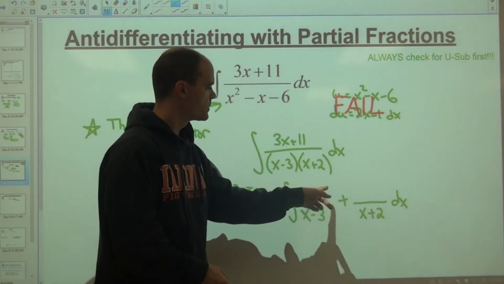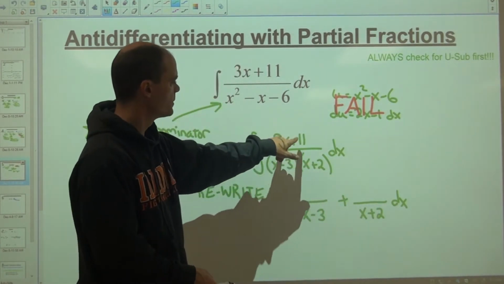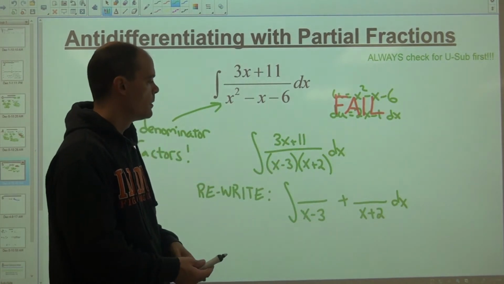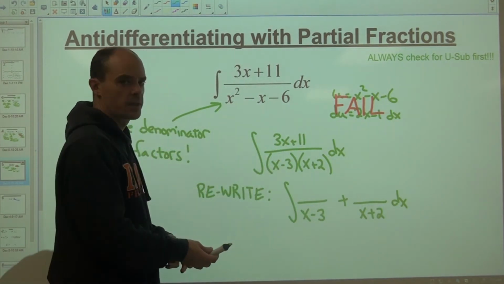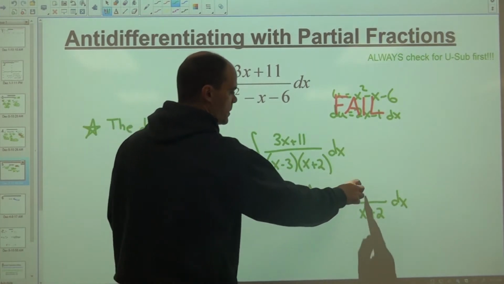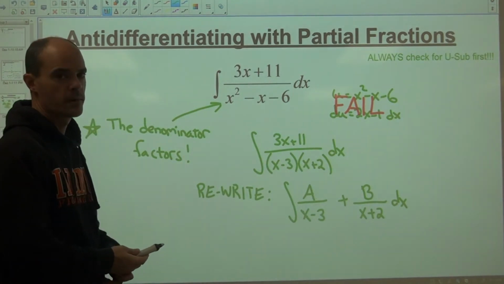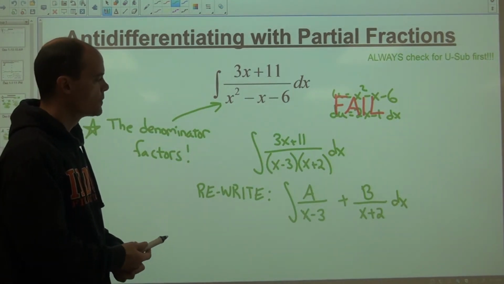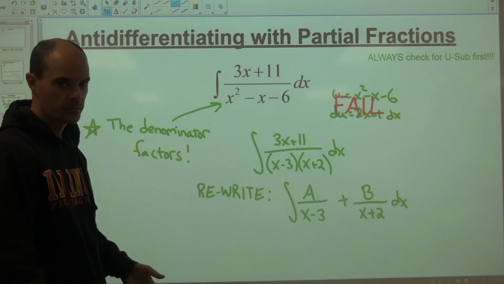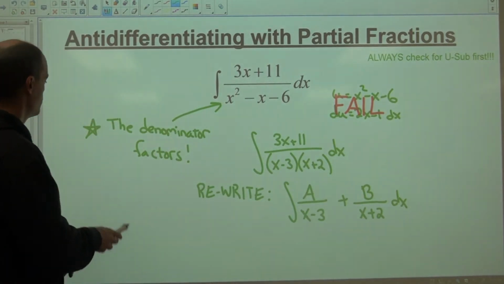Now these values are unknown. Somehow these values would be equivalent to 3x plus 11, but we don't know what they are. So we're just going to give them an unknown. I'm going to call this A. I'm going to call this B. And I'm actually going to perform some algebra to solve for this. Most of this strategy requires nothing but algebra. The calculus will be one quick step and done.